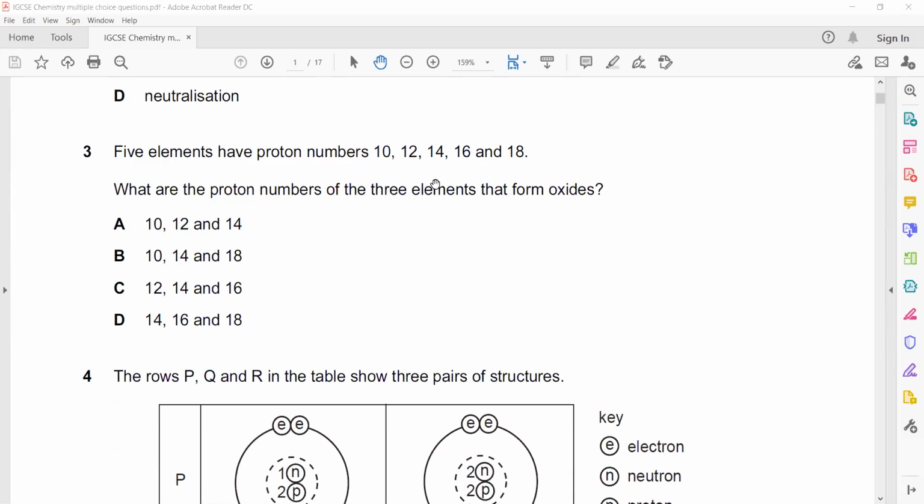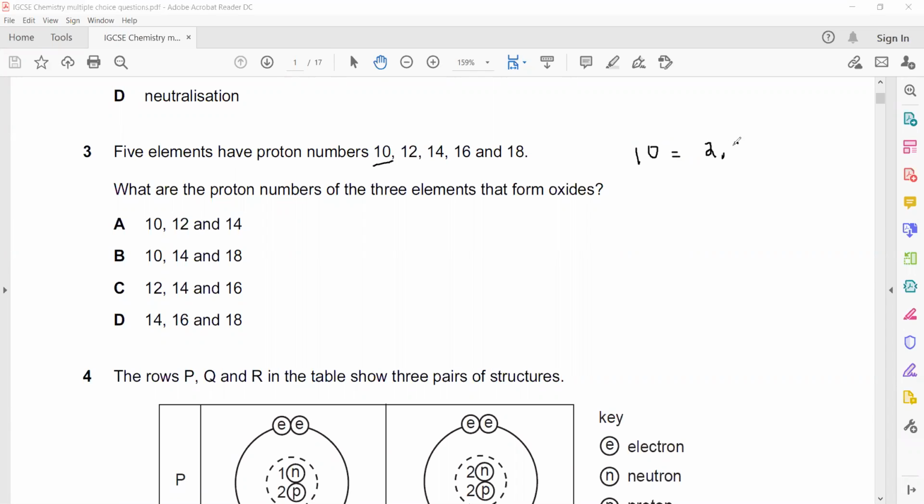5 elements have the proton numbers 10, 12, 14, 16 and 18. What are the proton numbers of 3 elements that form oxide? Oxide means they should react with oxygen. So how can we work this out? We should know their group number, because using the group number we can identify their reactions with oxygen. So for 10, what will be the electronic configuration? If the proton number is 10, 10 electrons will be there.